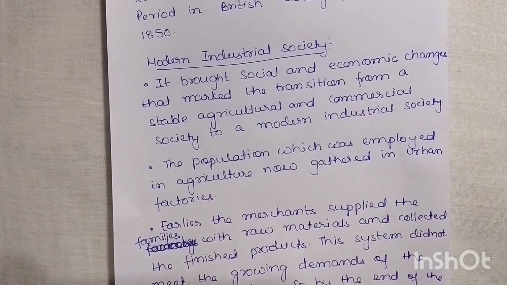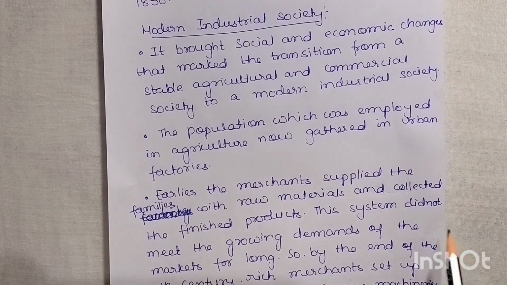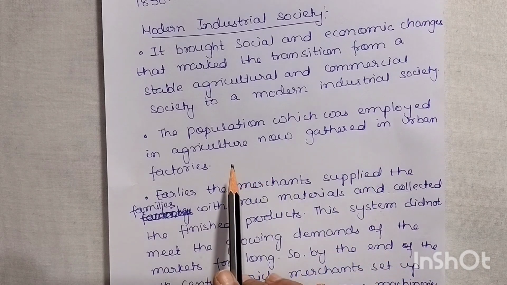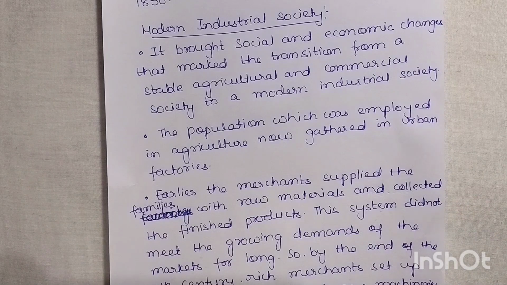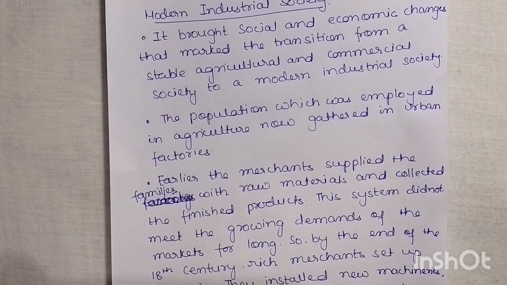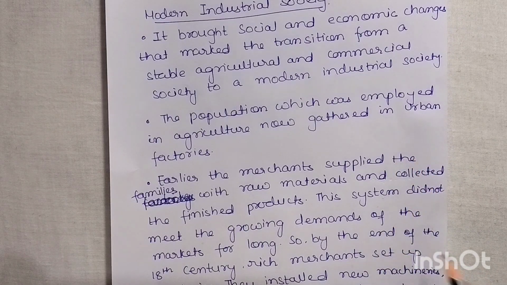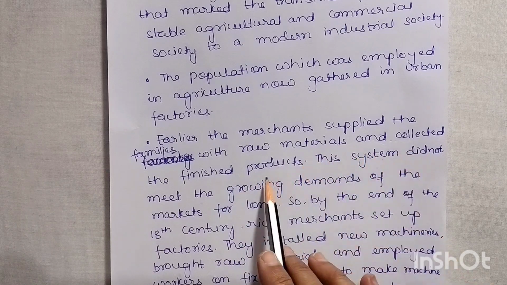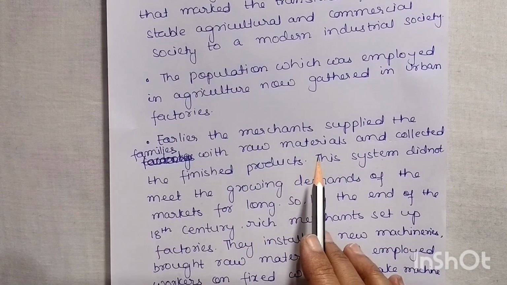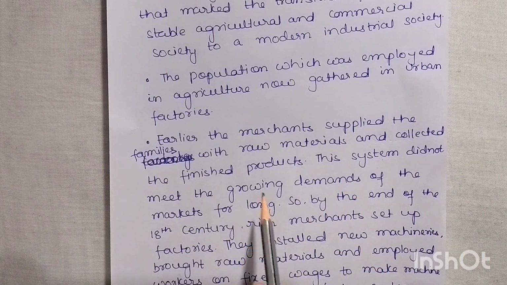So, here we will see the adoption of the factory system. Not only this, the population which was employed in agriculture now gathered in urban factories. So now, more people are working in urban factories. Their sole earning was agriculture earlier, but now they have shifted from agriculture to factories. Earlier, the merchants supplied the families with raw material and collected the finished product. So earlier, the merchant used to give the raw material to the families and they would convert it into finished product.